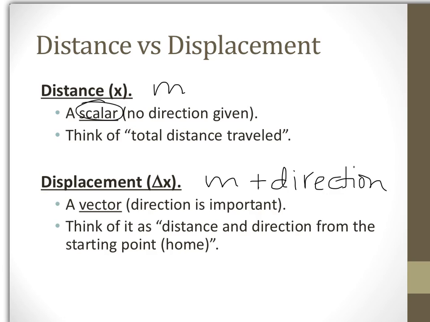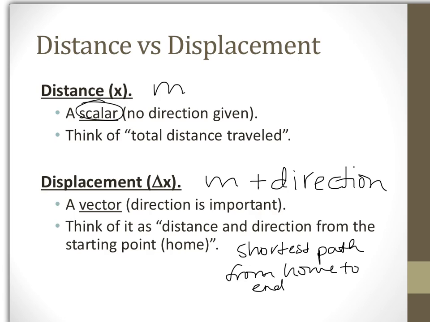An easy way to distinguish these: distance is total distance regardless of direction. And for displacement, the easiest way to think of it is the shortest path from your starting point, your home point, to the end, plus the direction that you go.